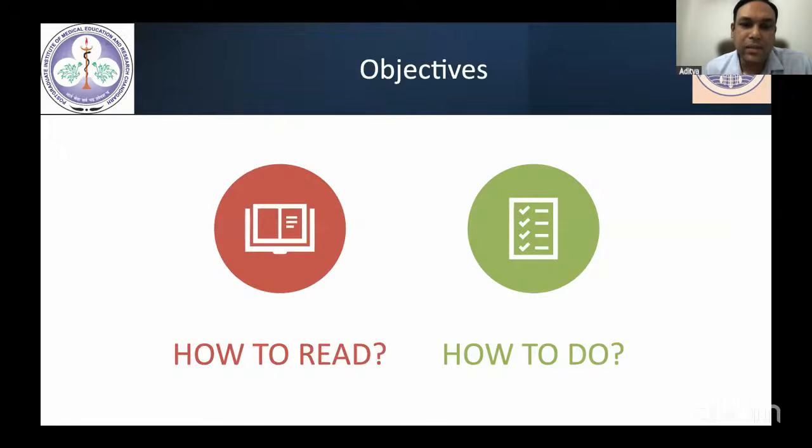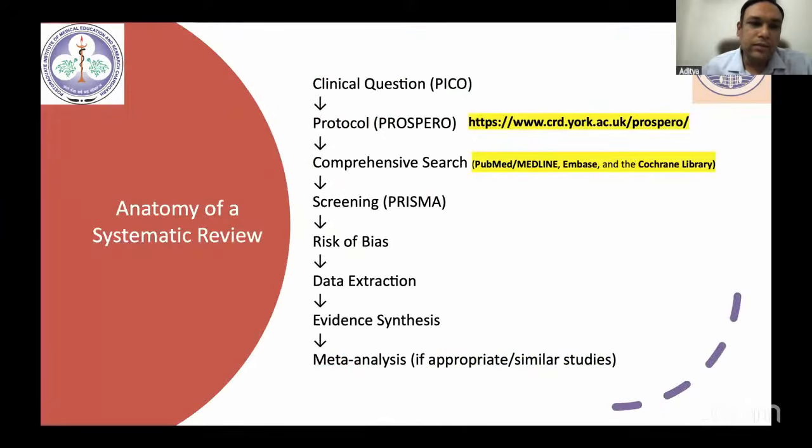Primarily, how to read a systematic review, and by the side, how to do one. There are a lot of workshops conducted on how to do one. One is done at CMC Vellore, another at PGI for their own faculty members, and USI, I think, will also be conducting how to do systematic reviews during UCCon and whatnot. So this is the basic skeleton of a systematic review.